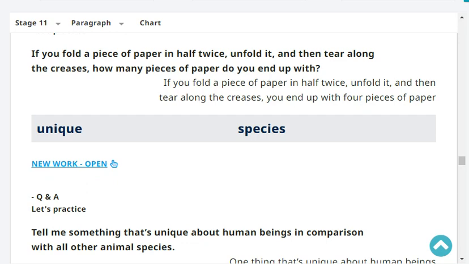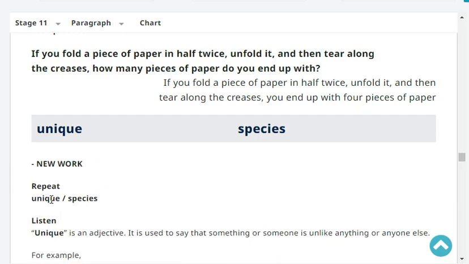Very good, very fast. Let's have new work. Okay, and very good tone also. Okay, so let's start with the first set. Okay, repeat. Unique. Species. Sorry, I couldn't hear your voice. Species. Very good, like different kind of species.